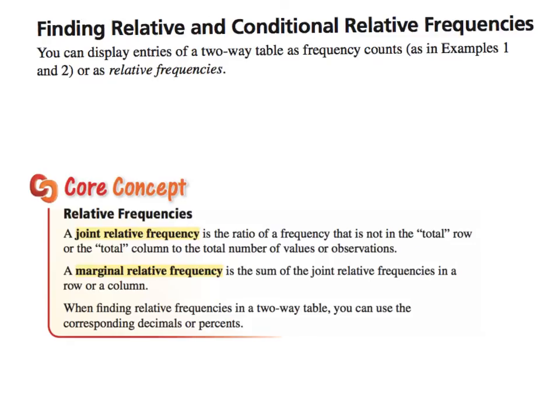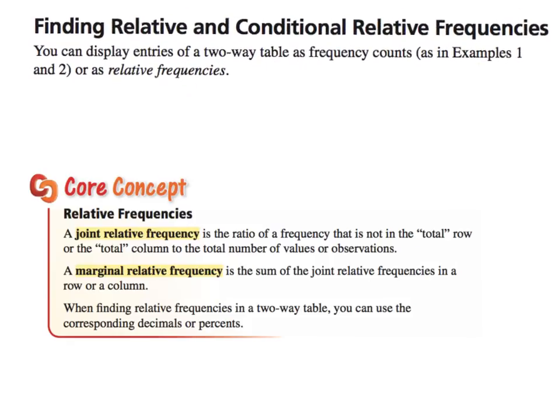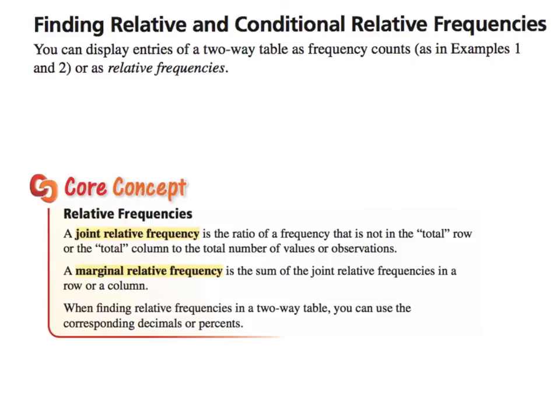Next up is finding relative and conditional relative frequencies. So you can display entries of a two-way table as frequency counts, as like we did in example 1 or 2, or as relative frequencies. So here's what relative frequencies are, right here.